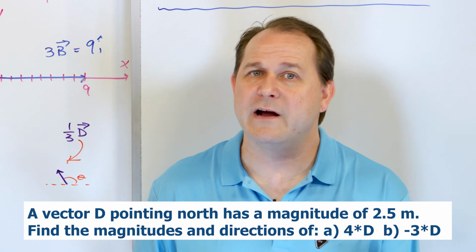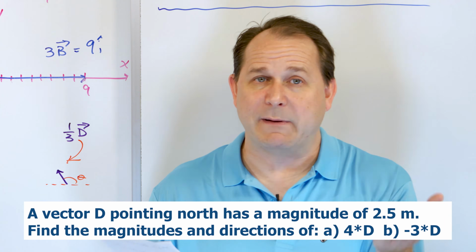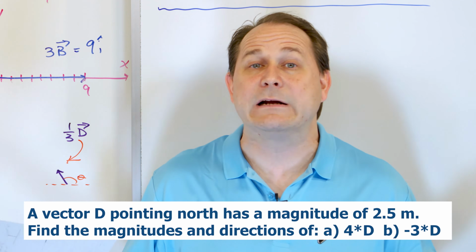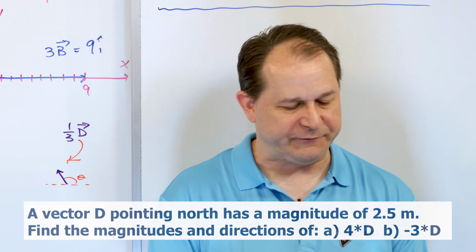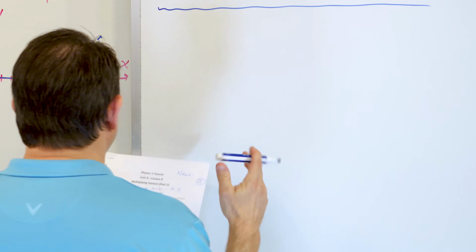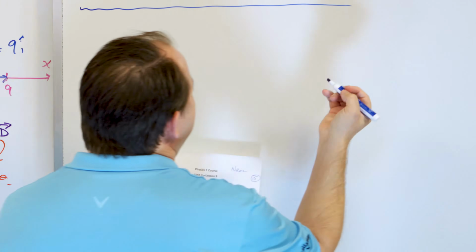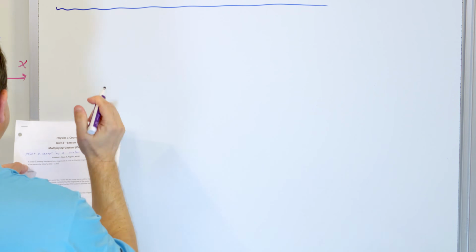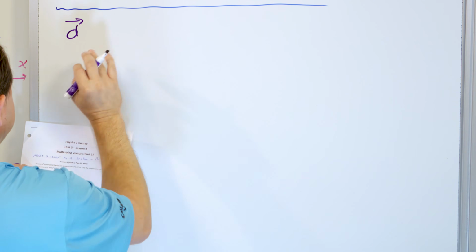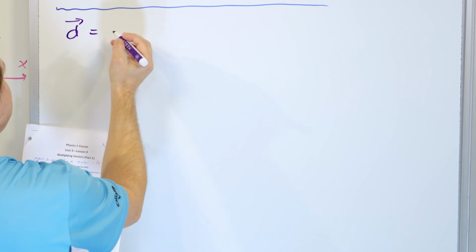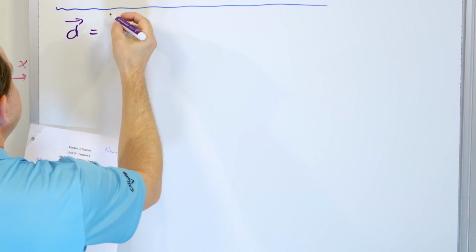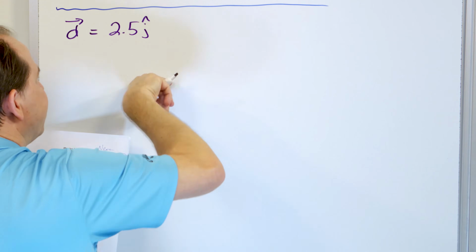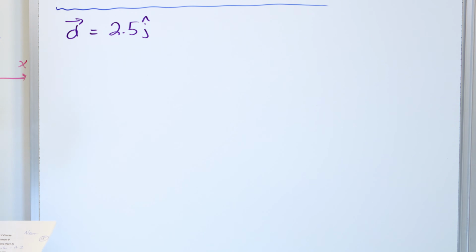So it's possible to take a vector and multiply it by a negative number too. You can multiply a vector by a positive number, by a negative number, or by any fraction. You can multiply a vector by any number you want. Let's see what happens in this situation. Let's just say that d vector points northward with a magnitude of 2.5. So if you envision it pointing upward, then you know it has to be 2.5 in the j direction, because x is in the i direction and j is in the y direction. So this is a northward pointing vector.